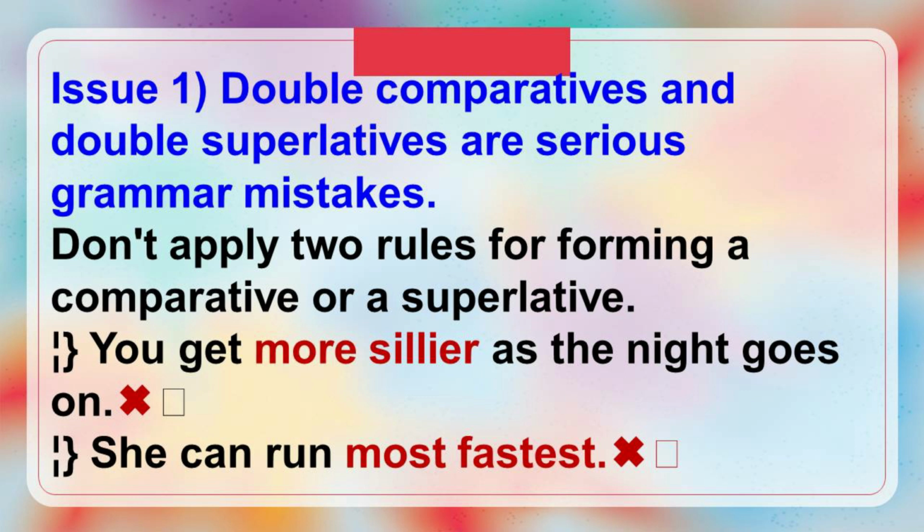She can run most fastest. Here, most and fastest both signify the superlative. So, these grammar errors are called double comparatives and double superlatives. They are more common in speech than in writing. When spoken, they can be dismissed as a slip of the tongue. However, if you use one in writing, you are toast.